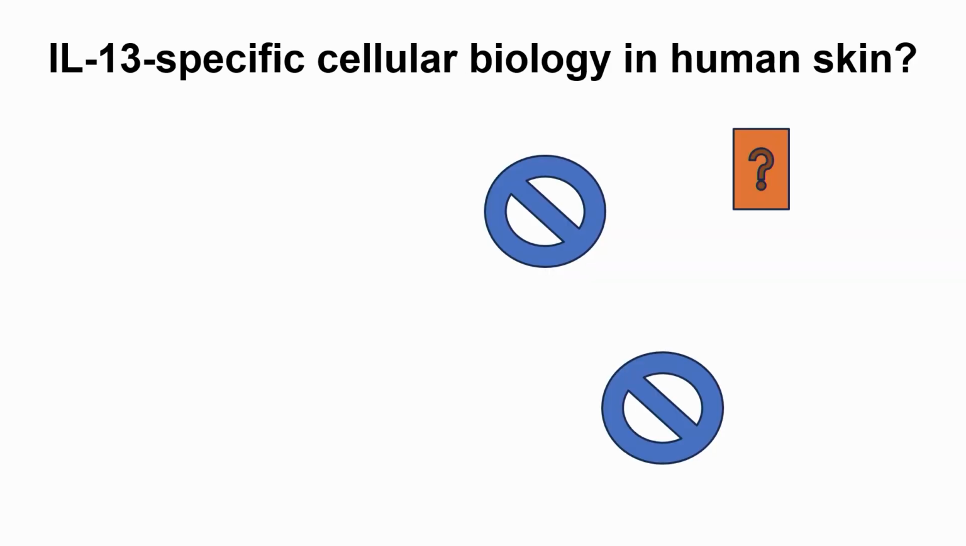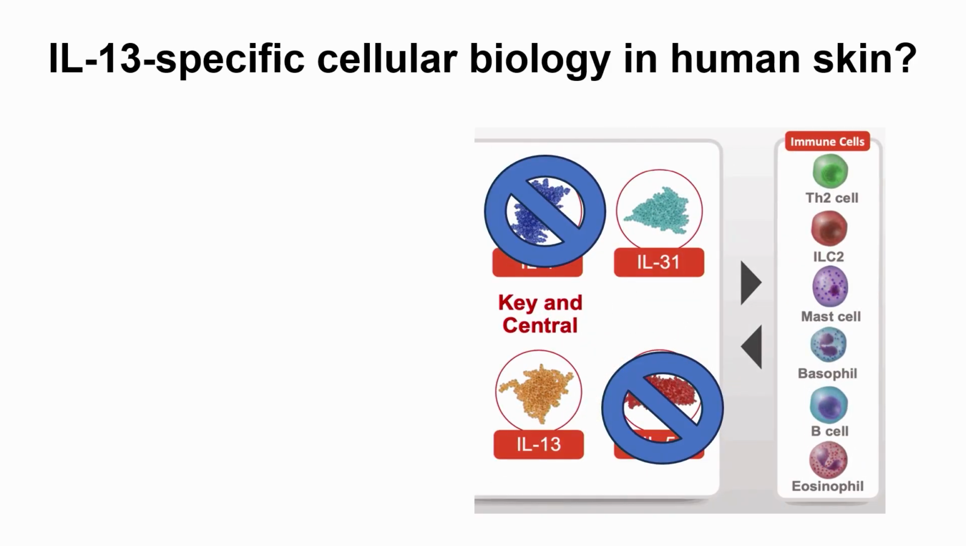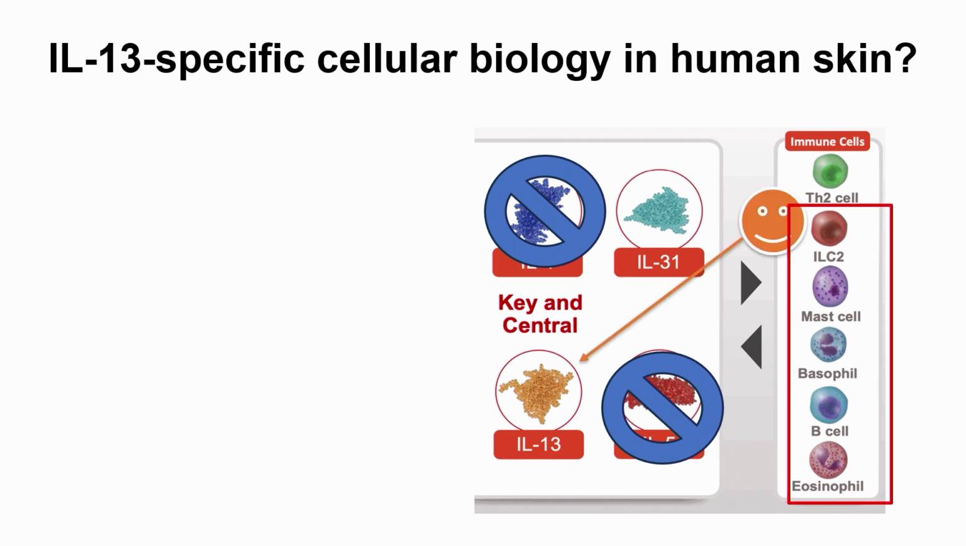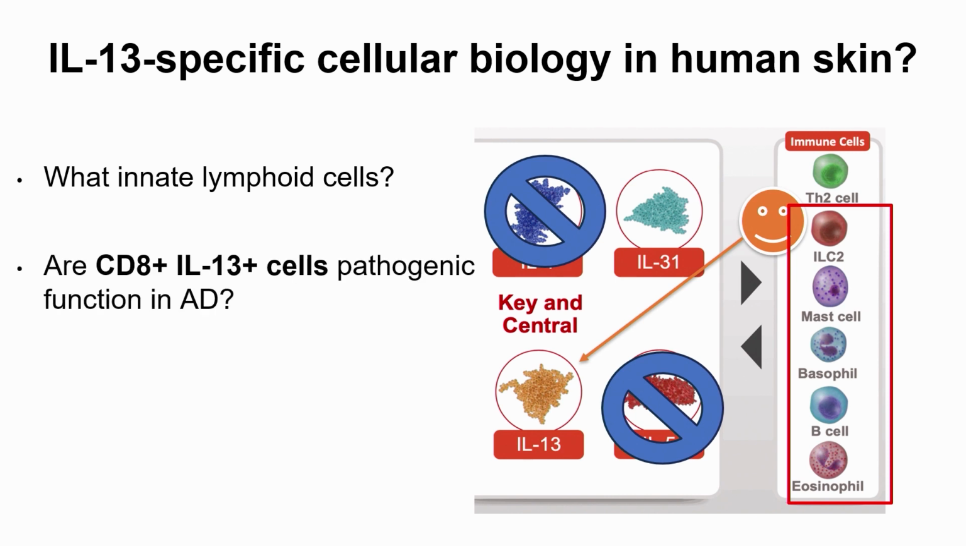So how does this lead to our populations in skin? Without these cytokines, we think about, well, do we really only want to focus on this Th2 cell? We need to look at these other cell types as well. We know that there may be CD8 and others producing this super polarized IL-13 response. But we want to know, what are these innate lymphoid cells? Are the CD8 IL-13 producers pathogenic in AD?